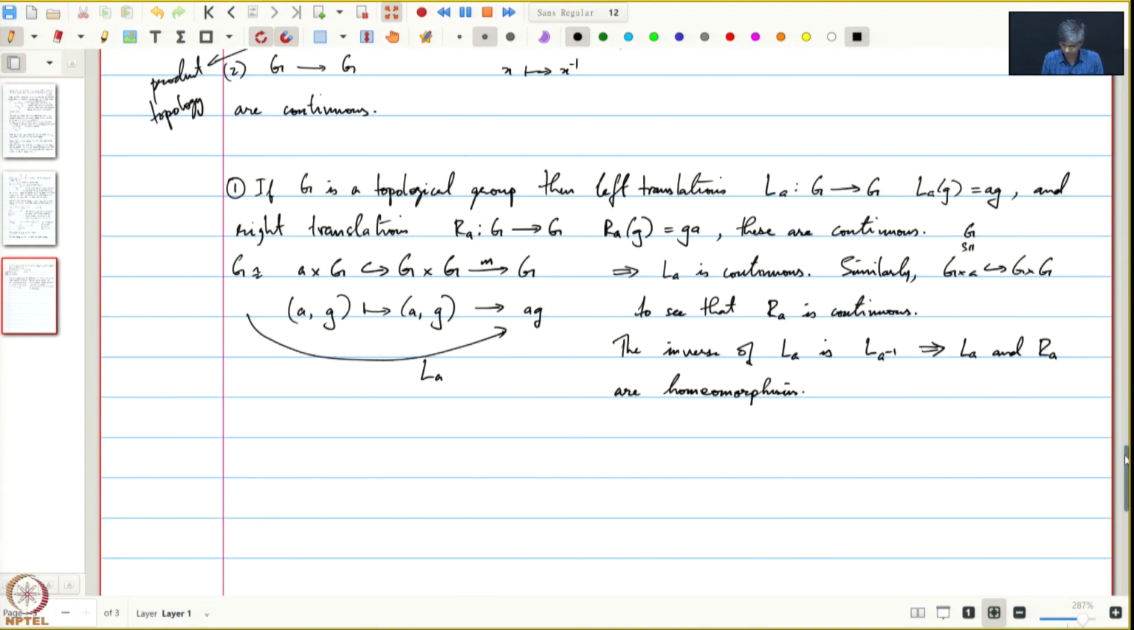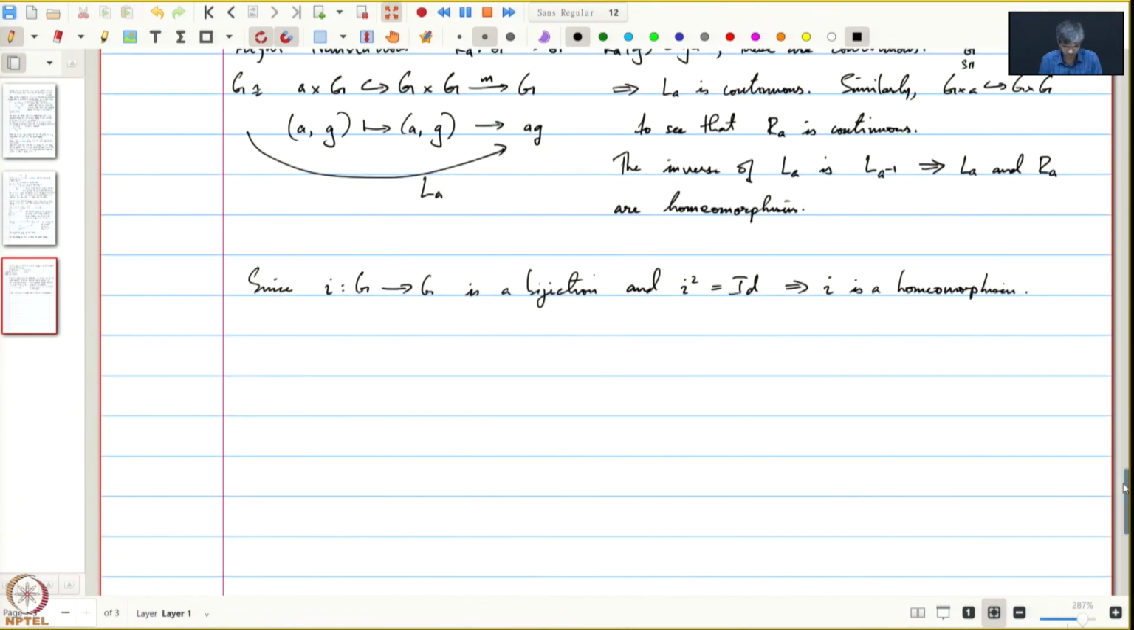Okay. Similarly, the inverse map I is a bijection and I squared is equal to identity, so this implies that the inverse map is also a homeomorphism. So left translations, right translations, and inverse are all homeomorphisms.